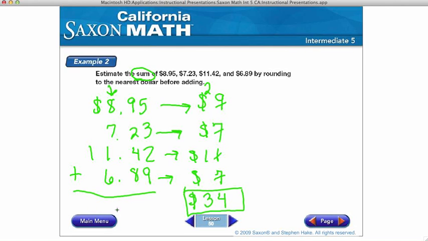Again, notice I do not have an actual sum here. I don't want to see one. I only want to see the original problem. I want to see the estimate for each one, and then your estimated answer. Okay, let's look at example 3.